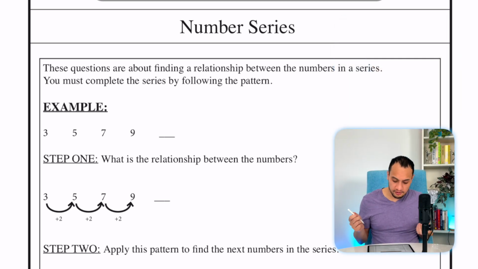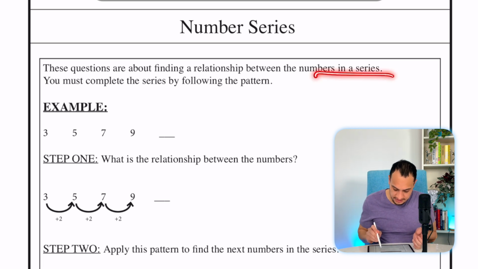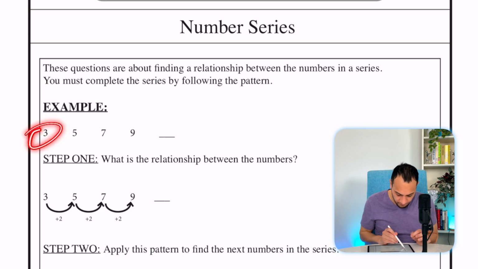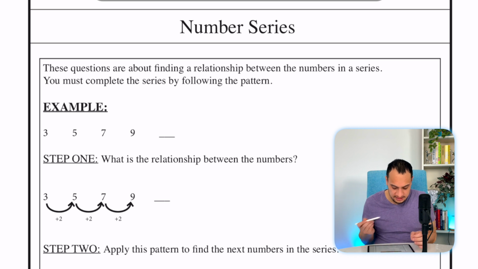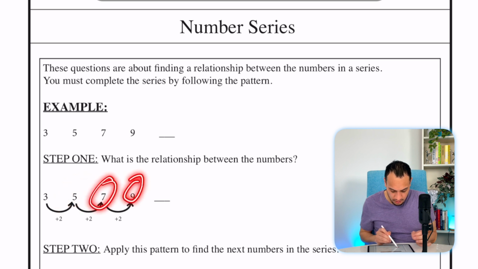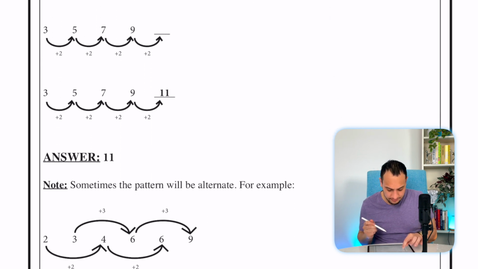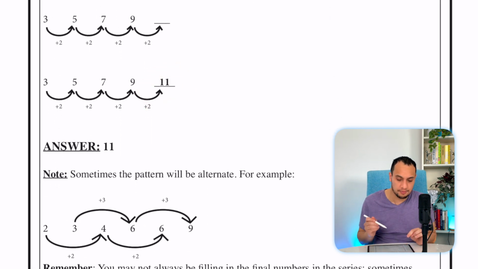These questions are about finding a relationship between the numbers in a series. You must complete the series by following a pattern. So here you've got 3, 5, 7, and 9. Now this is called an arithmetic sequence. These types of sequences are probably one of the more basic ones. You can see here you've got a common difference of 2. So we've got 3, 5, 7 and 9, and then if you add 2 to it, we get 11. It's quite straightforward, probably one of the easier, more relatable ones.